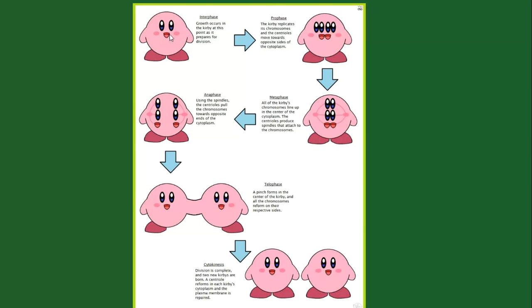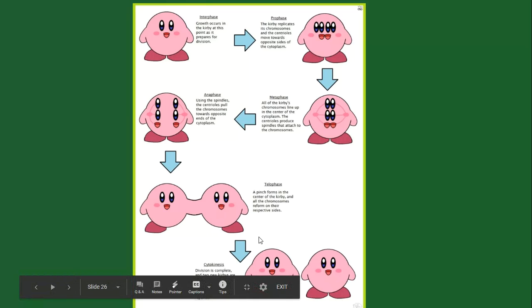So he starts off, the chromosomes are duplicated. They move towards the center. They get pulled apart to the opposite ends. They split in two and pinch off and become two new cells.